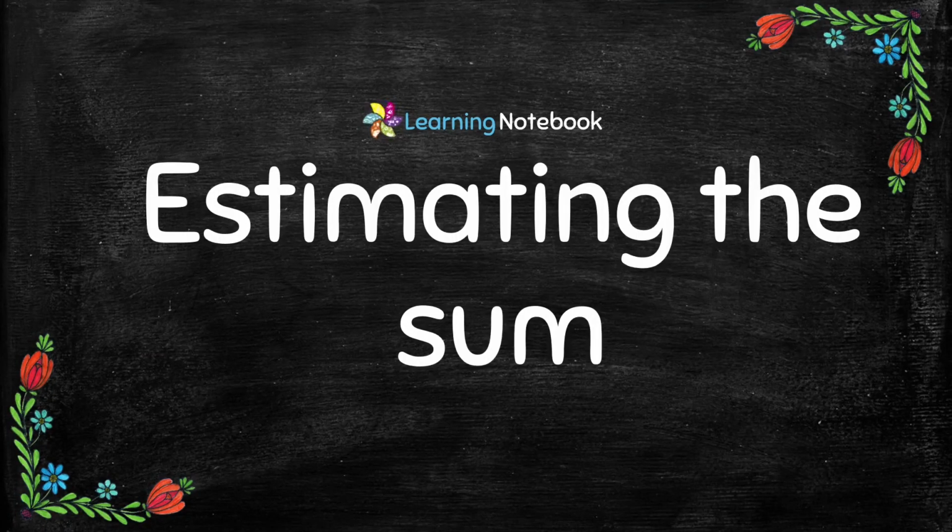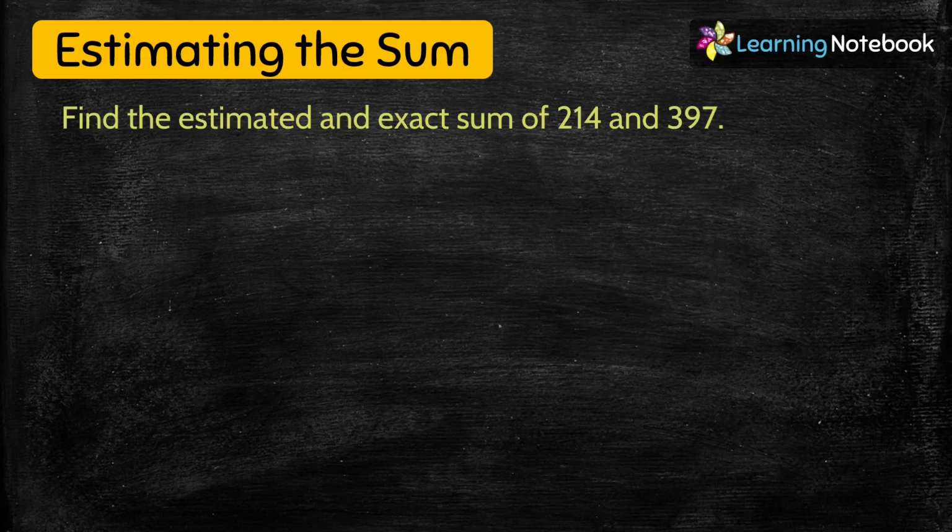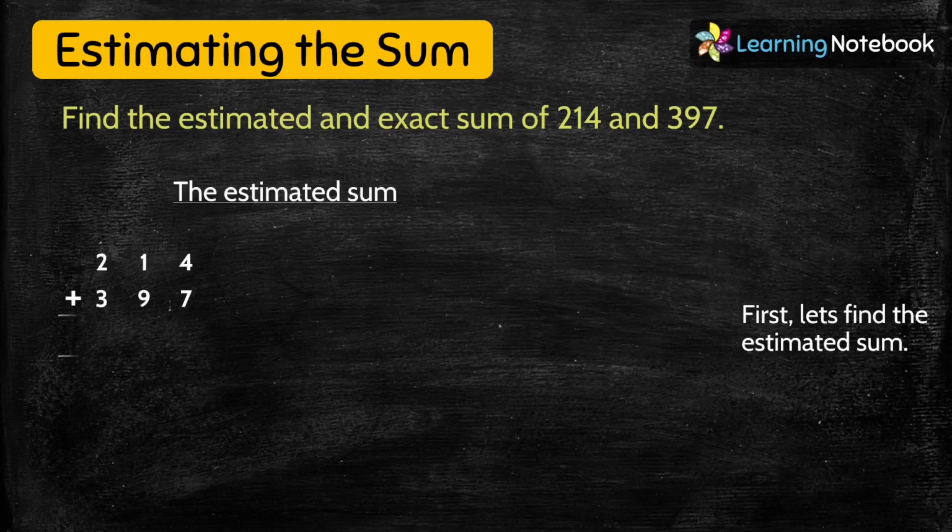Now let's learn how to estimate the sum. Students, at times in real life situations, we do not need to find exact sum, but we need just estimated sum. Estimated sum gives us a rough idea of the sum. So let's see how to estimate the sum. Question is, find the estimated and exact sum of 214 and 397. Let's first find the estimated sum of the given numbers.